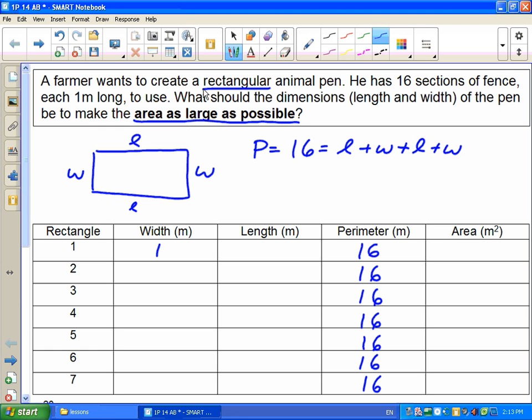Well, let's see. If the width is 1, let's just draw another little diagram in here. If the width is 1 over here, up here we have to make this 7 and 7, because 1 plus 7 gives us 8, plus 1 more gives us 9, plus another 7 gives us 16. So our length would have to be 7. If we make our width a little bit longer, and we make it 2, then we have to make our length a little bit shorter. We've got to shorten this up so that it's 6 up here and 6 up here, because 2 plus 6 gives us 8, and another 2 plus 6 gives us 8. So that would be 6.